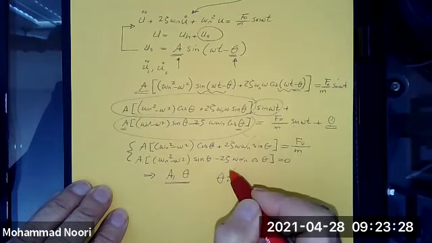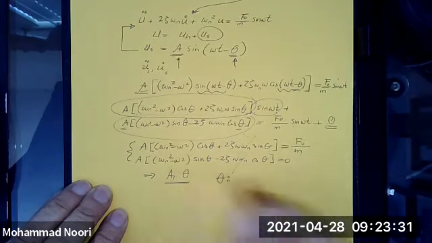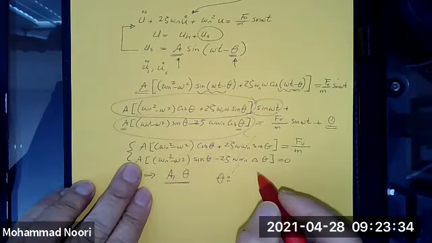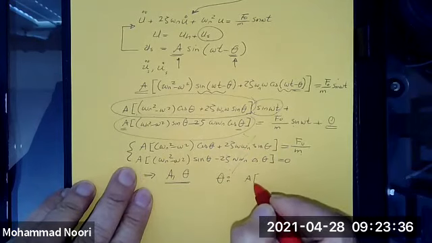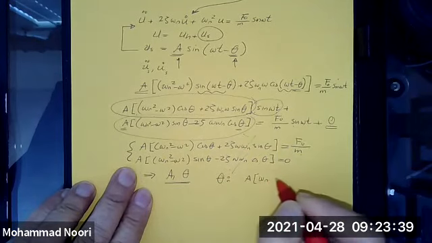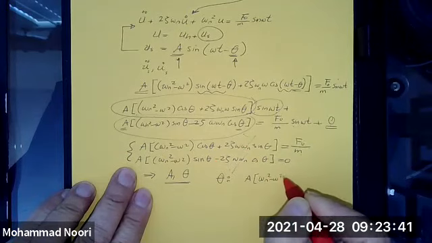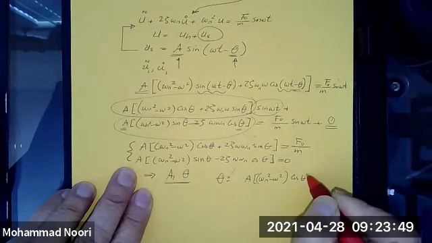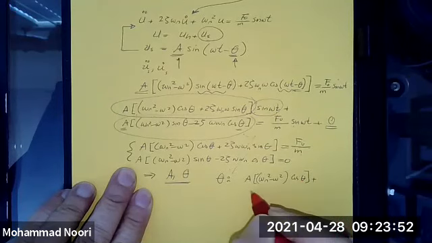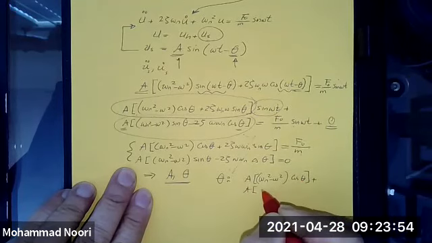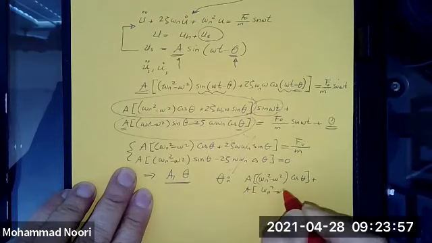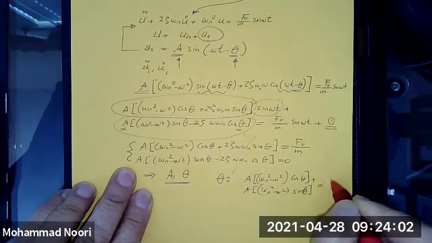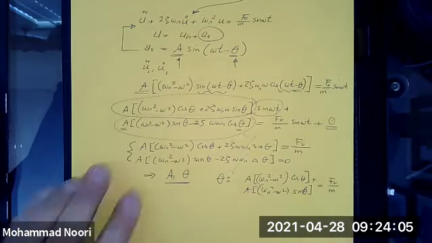So this and that cancel out. So you end up basically with a times (omega n squared minus omega squared) times cosine theta, plus a (omega n squared minus omega squared) sine theta is equal to f0 over m.